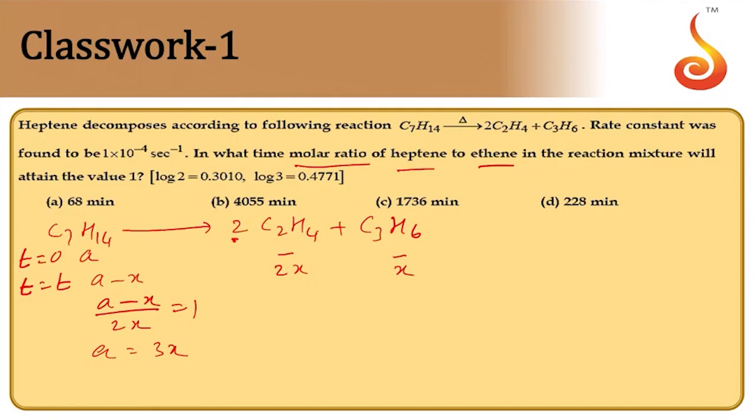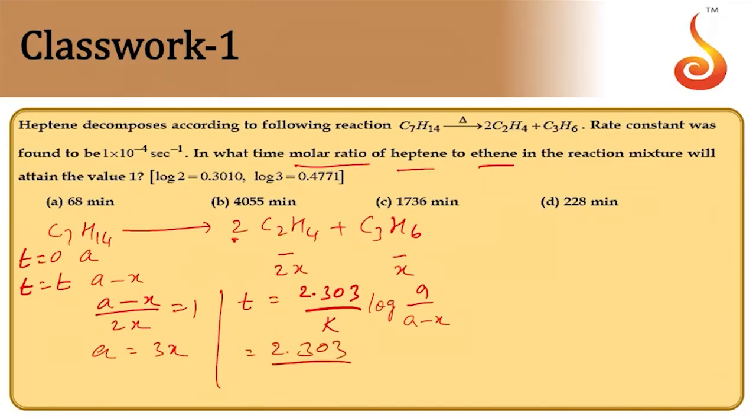Now let us apply the first order equation formula. Time t is equal to 2.303 by the rate constant k, into log of A by A minus x. K is given as 10 to the power of minus 4, into log of A, which is 3x, by A minus x. So A minus x is 3x minus x, which is equal to 2x. We can cancel off x and x. We get 3 by 2, and log 3 and log 2 are given to us. We can substitute the values.